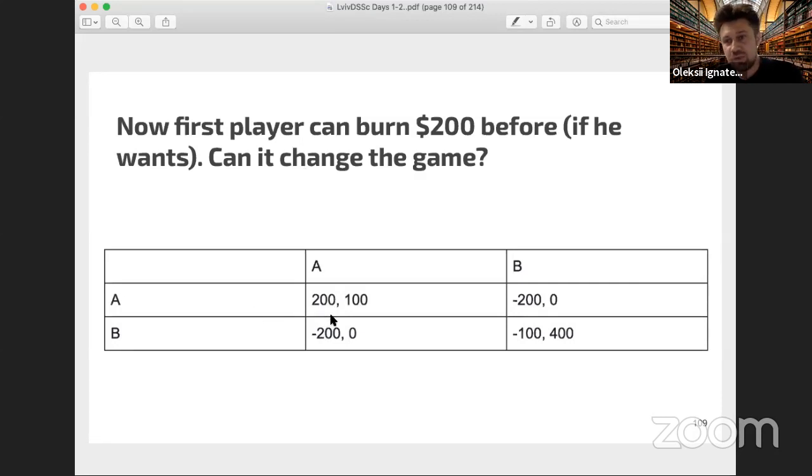But for this situation, I just draw the matrix. So suppose the first player burns this $200. So now the payoffs are like this. Here he gets, instead of 400, he gets 200, and here he gets like minus 100, minus 200. So we just reduce his payoffs by 200.